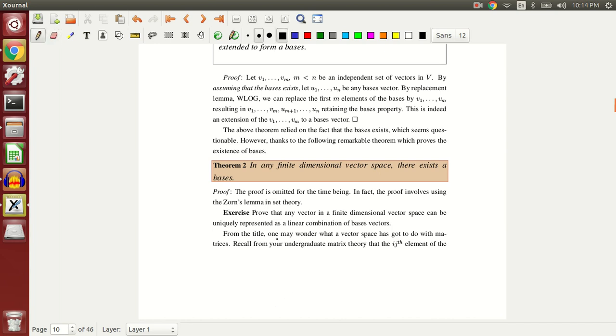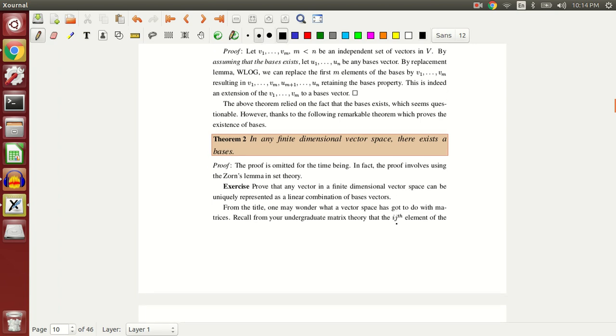Okay, there's an exercise to prove that any vector in a finite dimensional vector space can be uniquely represented as a linear combination of basis vectors, like the linear combination of standard basis vectors. Yep. So in the title, one may wonder what a vector space has got to do with matrices. Okay, we will take it up in another session.